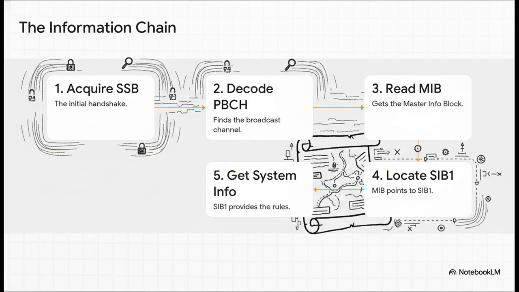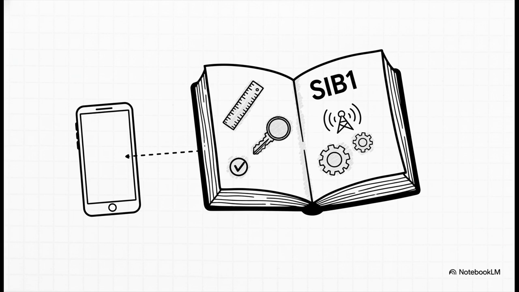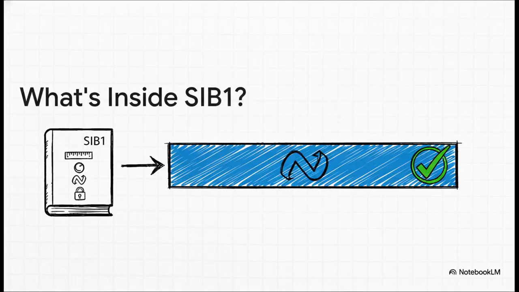Think of it more like the next clue on the treasure map. The MIB's whole job is to tell the phone exactly where to find the next, more detailed set of instructions, which is called SIB1. And this SIB1, or System Information Block 1, is basically the network's welcome packet. It contains all the critical information, the real rules of the road that the phone needs to follow to get fully connected and operational.